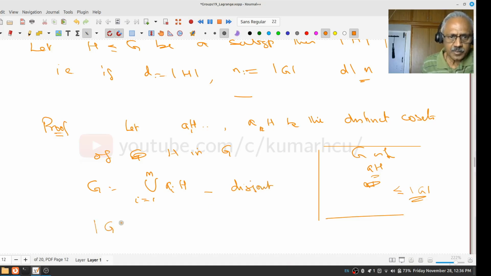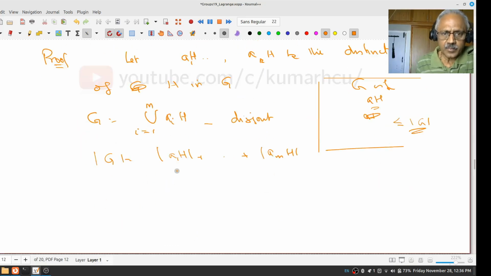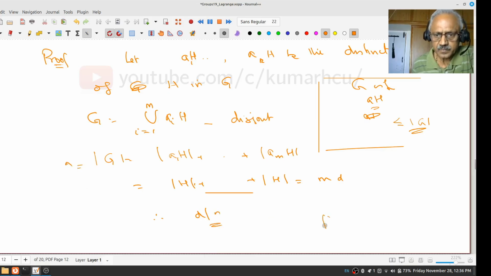Therefore, the number of elements in G is the same as the number of elements in A1H plus ... plus AMH. But we know the number of elements in A1H is the same as the number of elements in H, and so on. So there are M times D. Therefore, D divides N. Okay, that's it. Proof is over.